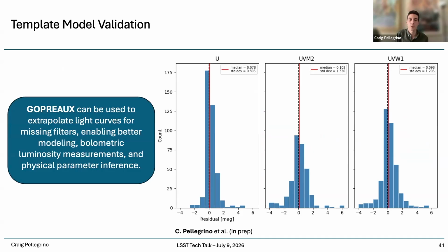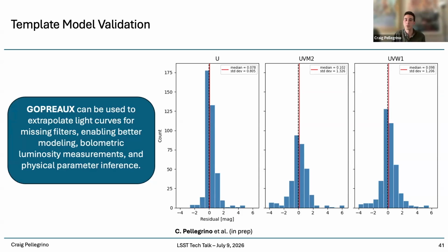These are histograms showing the distribution of the residuals. It's the actual photometry minus the GoPro predictions for these type 2 supernovae in both the UVM2 and UVW1 bands. So all of these distributions have a median very close to zero. This indicates that the majority of the objects have relatively small differences between the naive predictions that we're making and the actual measurements themselves.